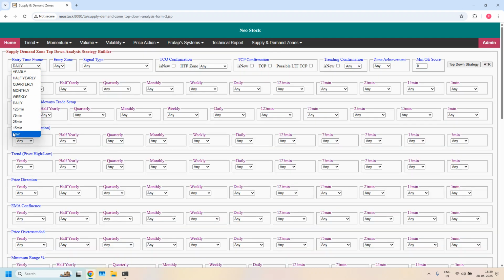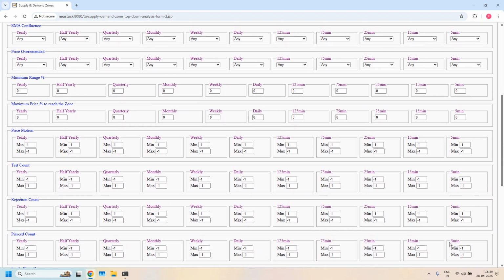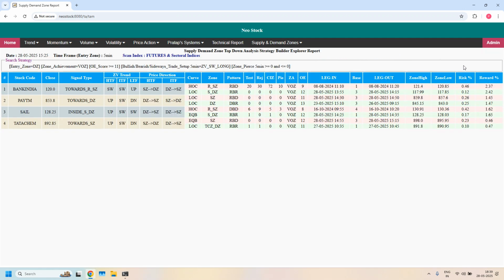Entry time frame 5 minutes, entry zone, demand zone. Selecting at 5 minutes, sideways long trade setup, zone achievement VOZ, minimum odd enhancer score 11, and also 5 minutes demand zone should not be pierced. So in the pierced count, 5 minutes, minimum value 0, maximum value 0. With these filters, we got 4 stocks supporting sideways long trade setup for hourly income trade. Entry time frame zones are 5 minutes demand zones.